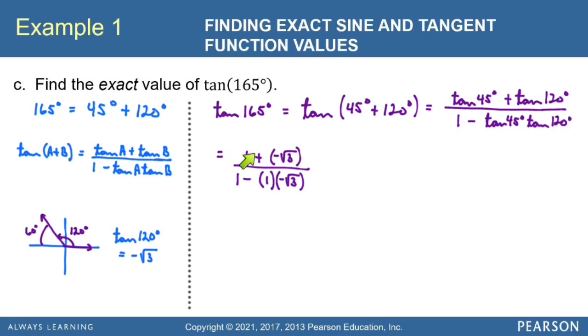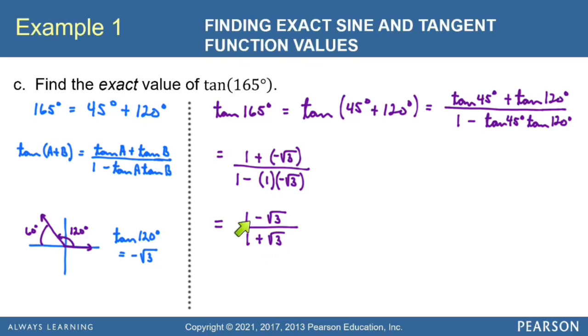We have 1 plus negative square root of 3 in the top here. We know we can write that as 1 minus square root of 3. In the bottom, we have 1 minus 1 times negative square root of 3. So minus times negative is going to give us plus. So we'll have 1 plus 1 times the square root of 3, which is square root of 3.